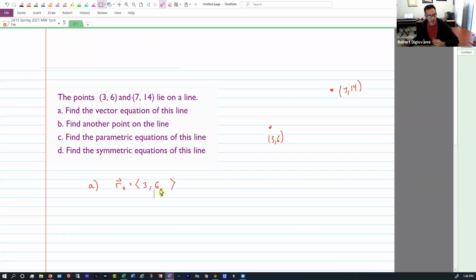The next thing to do is to figure out the direction of the line, which is V. And V will always be R1 minus R0. In other words, it's just the vector connecting these 2 points. It's the vector that goes from here to here. That's our V.